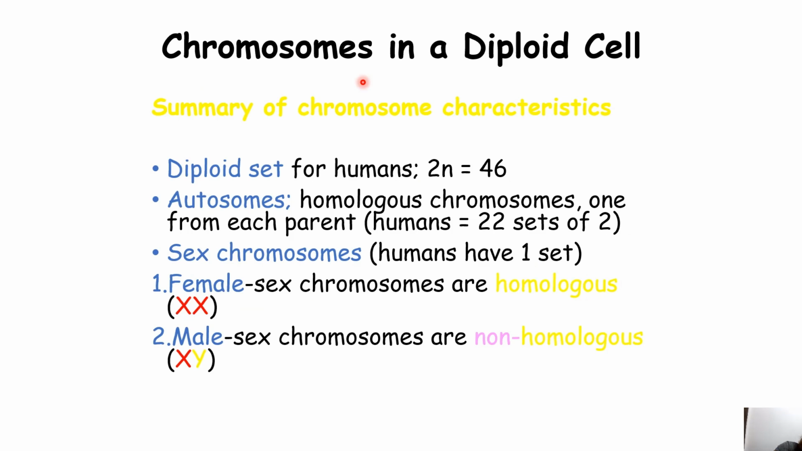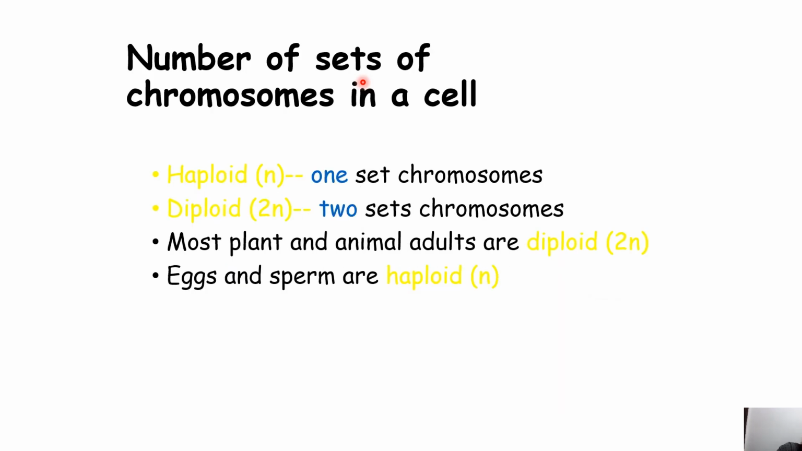Now, chromosomes in a diploid set for humans: 2n is 46. Autosomes will be homologous chromosomes, one from each parent. Sex chromosomes, humans have one set. Female sex chromosomes are homologous. Male sex chromosomes are non-homologous. Now, the number of sets of chromosomes in a cell: haploid is one set of chromosomes, diploid is two sets of chromosomes. Most plant and animal adults are diploid, while eggs and sperm are haploid.